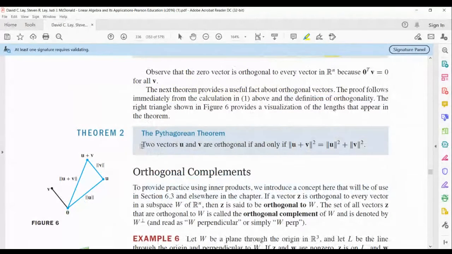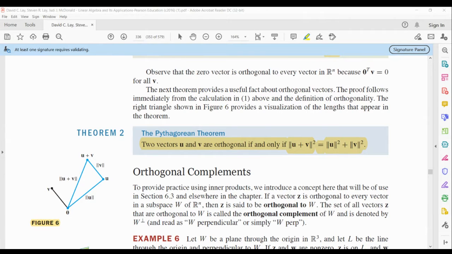So there's a Pythagorean theorem, a general Pythagorean theorem for vectors u and v. They have a little picture here in figure 6 to help you intuitively see it. We don't use that much in here, as I recall, but it's fine. Good to know it.